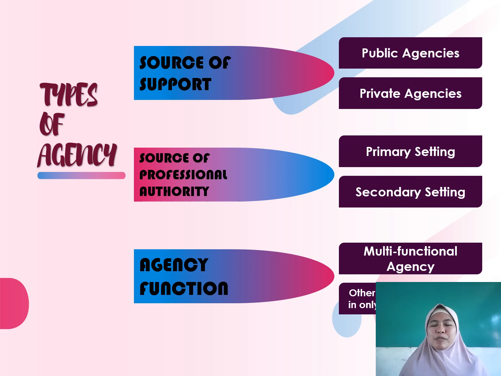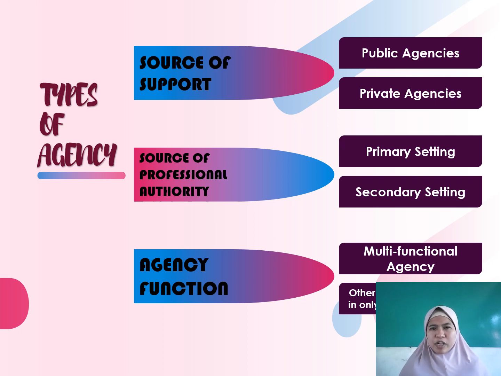Okay? Types of agency according to source of professional authority. How do they function? What is their authority to function? So we have primary setting and secondary setting. Primary setting agencies get their professional authority through the Republic Act, through law.